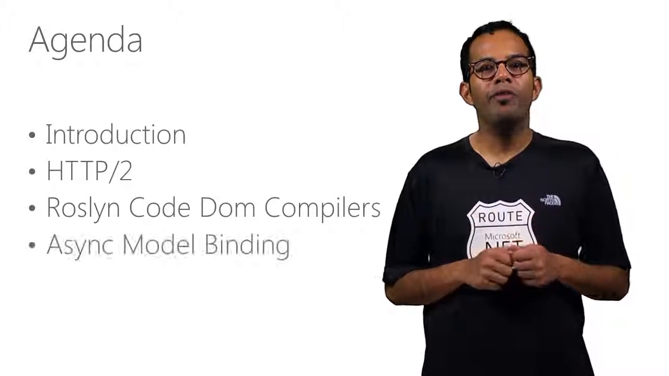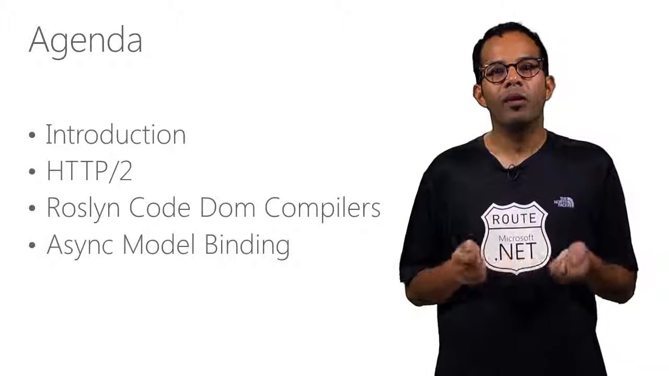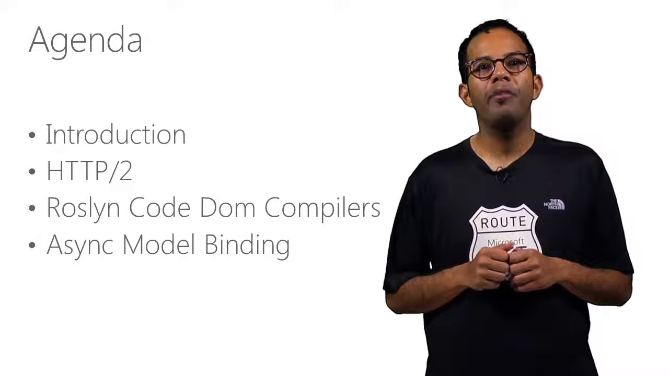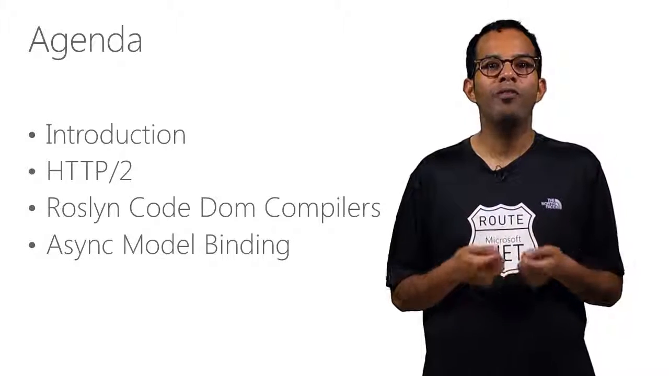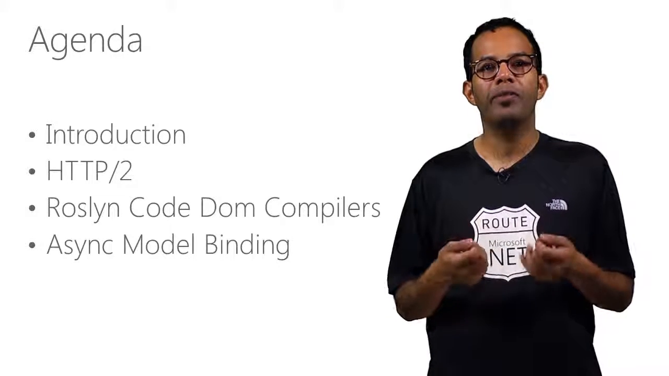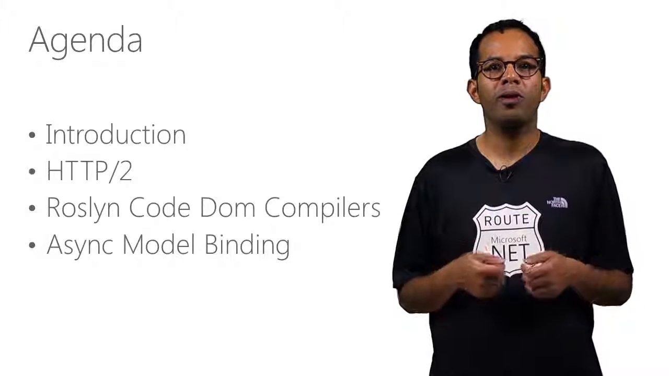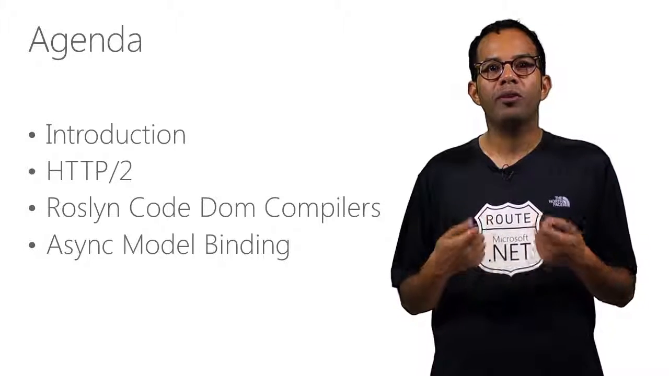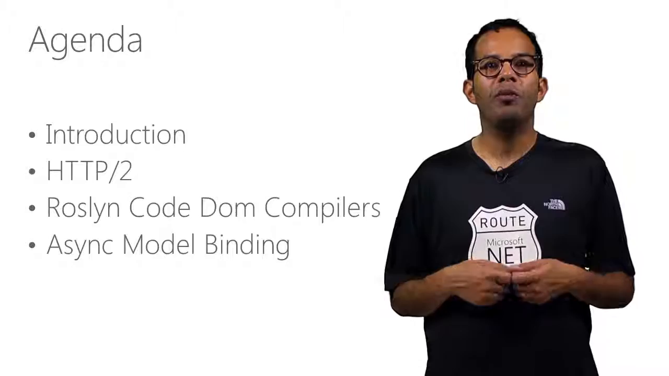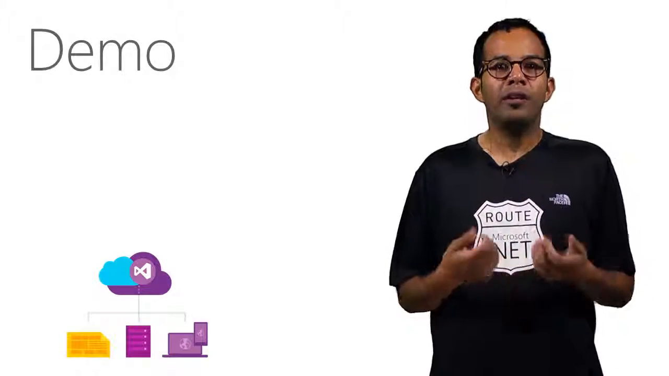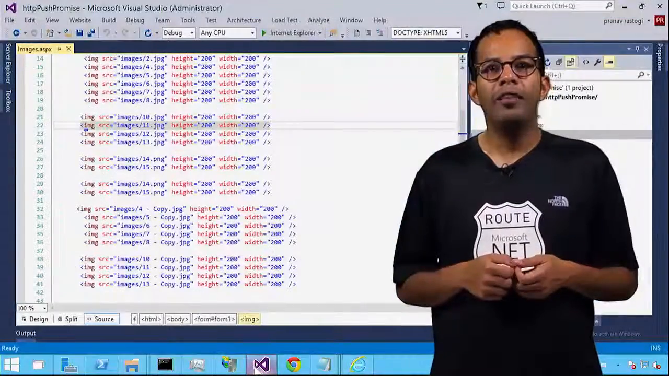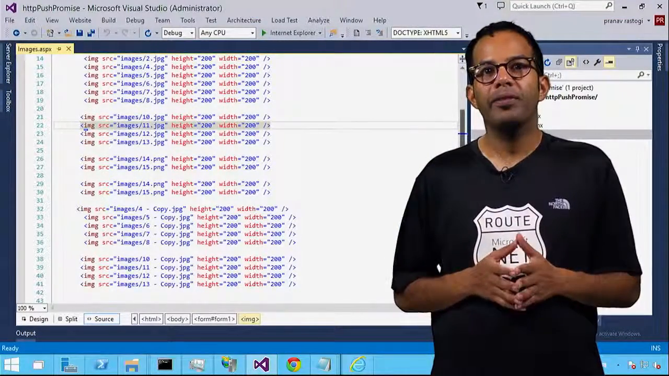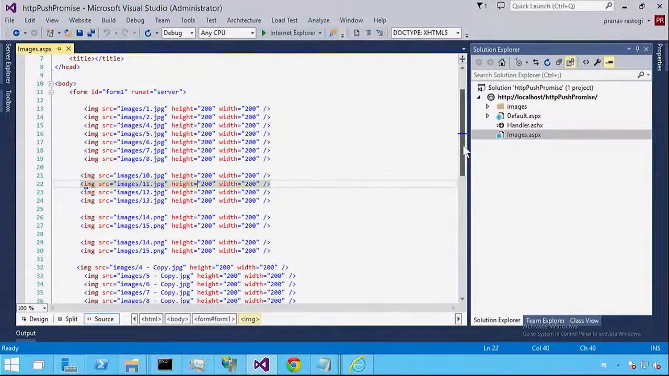We are adding support for async model binding. Model binding was a feature that we introduced in WebForms 4.5, and in 4.6, we are adding support for writing asynchronous methods. So if you're getting lots of data, you can sort of use async and await features in your model binding methods. So now that I've given you a quick overview of these features, let's see how these would look like in practice. Let me start by showing you HTTP2.